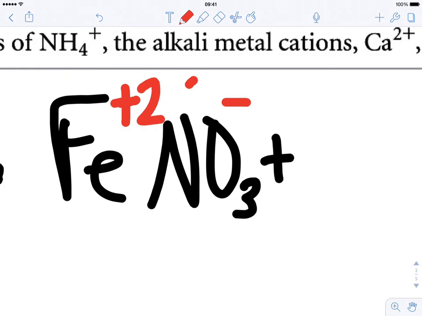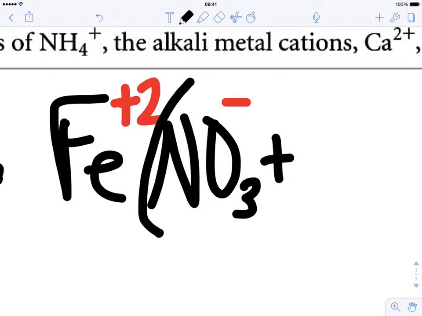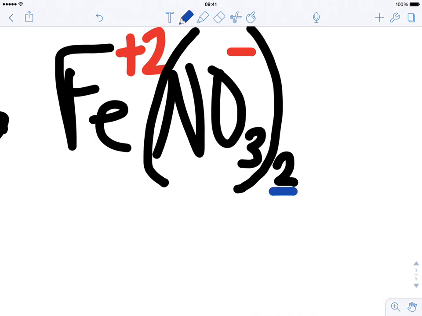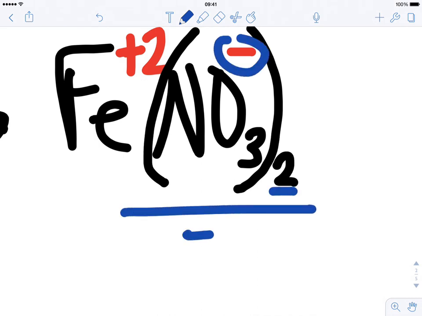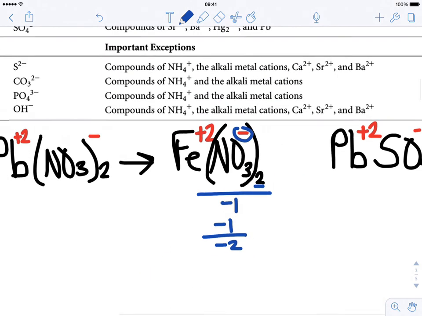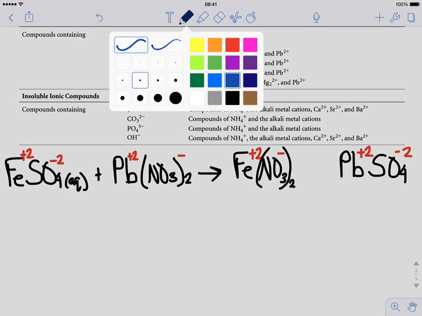Well, we can have another nitrate. So if I put parentheses, and I put a 2 right here, what does that do for us? That's saying that there are 2 negative 1s. So negative 1 and negative 1 equals negative 2, and that cancels out with the positive 2 of iron. So now this is an okay formula. I'll erase that. Okay, so now our products are written correctly.